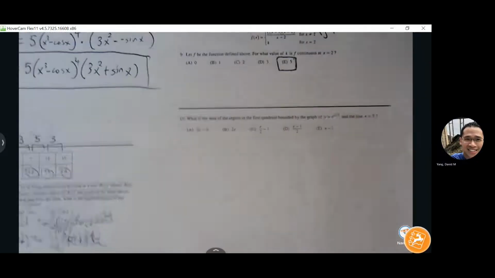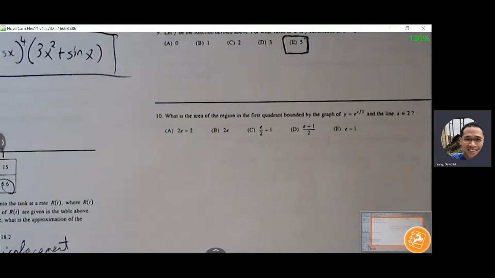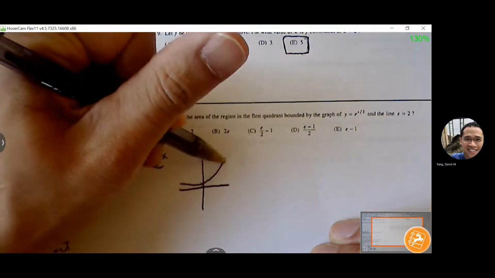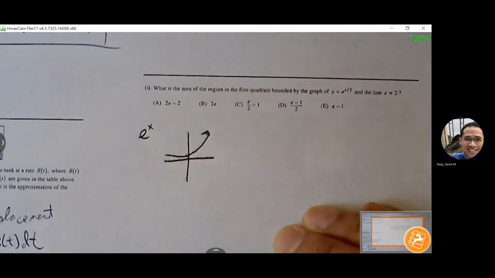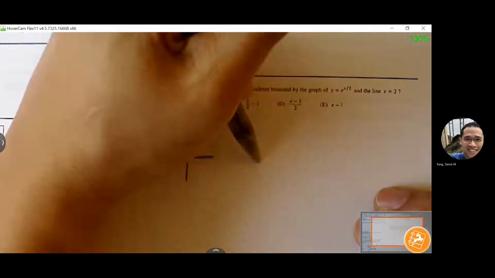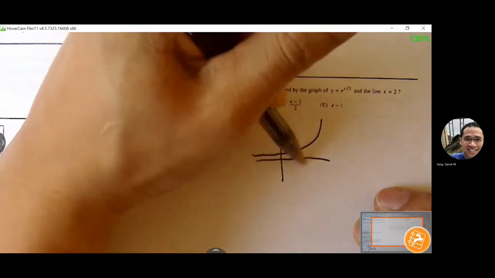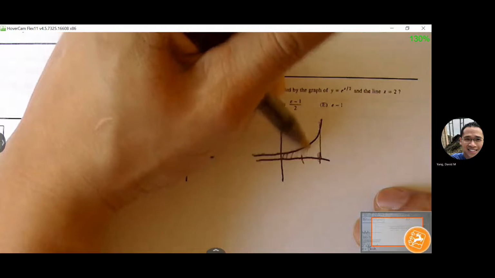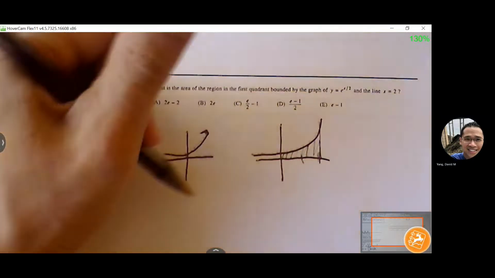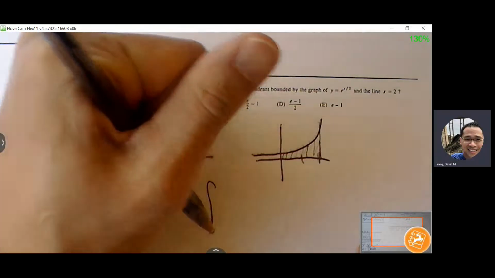Number 10. What's the area of the region in the first quadrant? e to the x over 2 and the line x equals 2. Well, we know that e to the x looks like this. So e to the x over 2 is just going to be a transformed version of this, but it very much looks the same. First quadrant. Area. So area is just top minus bottom. Integral from 0 to 2.